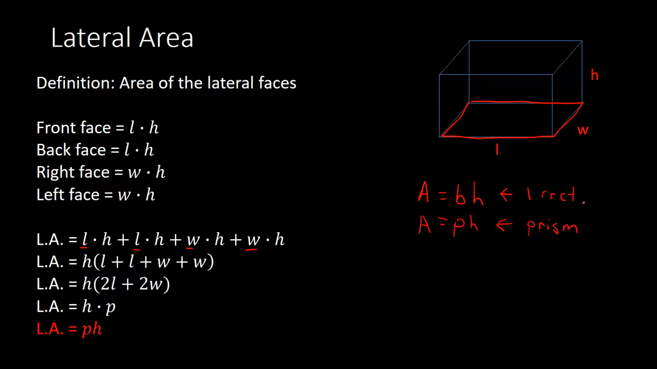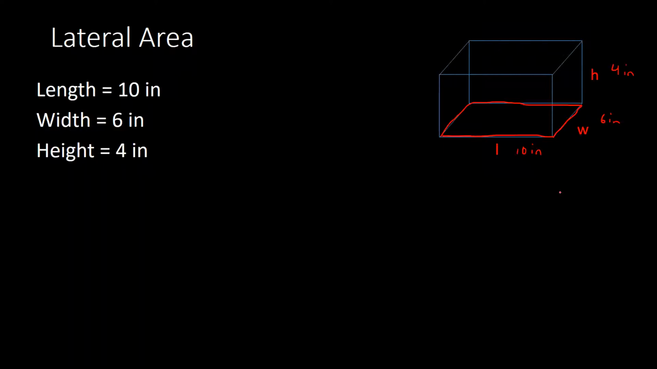Okay, so maybe another way of thinking through that. Now looking at an actual example. Here we are told the length, width, and height of this rectangular prism, and our objective is to find the lateral area. Well, the lateral area is the perimeter of the base times the height. So the perimeter of the base, I take the length of 10 plus the width of 6 plus another length of 10 plus another width of 6.